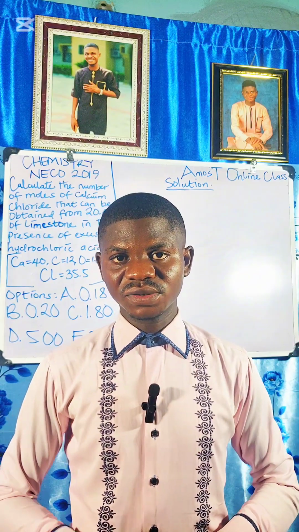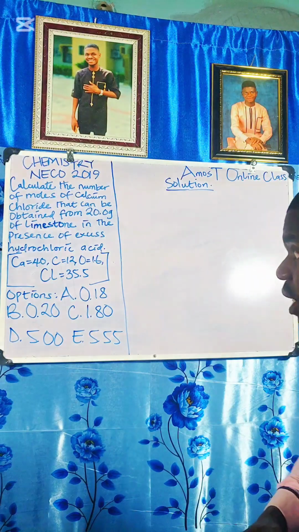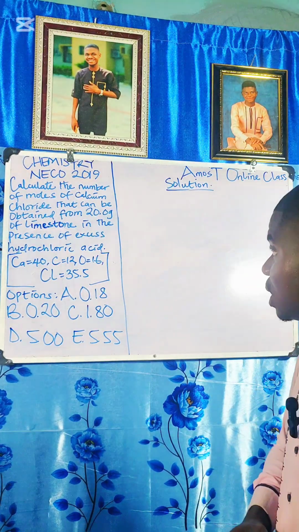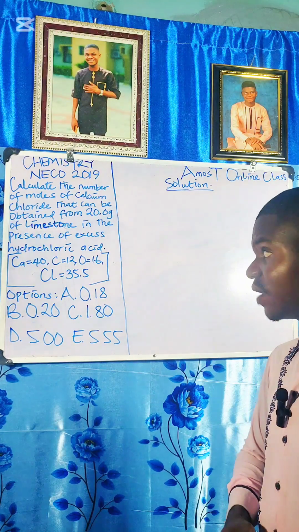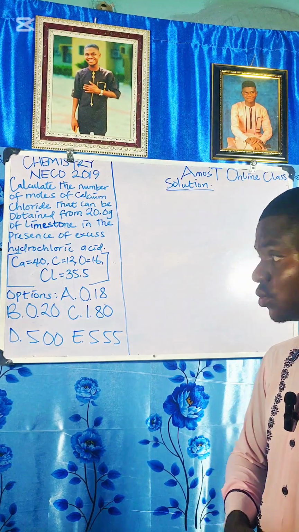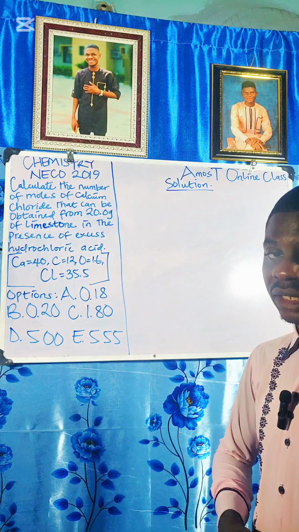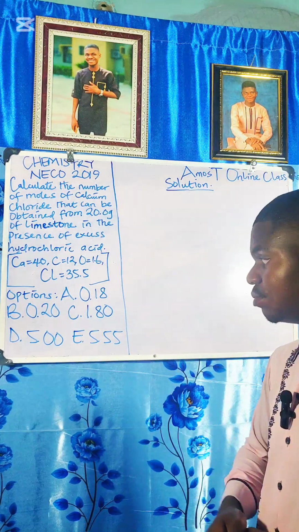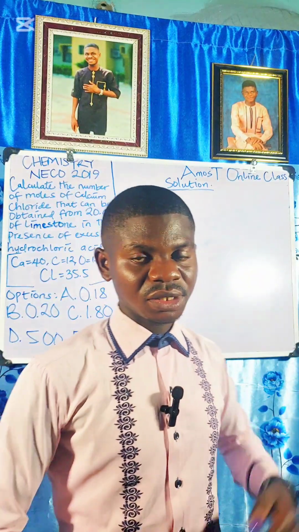Today we are solving a past question from NECO 2019. The question says: calculate the number of moles of calcium chloride that can be obtained from 20.0 gram of limestone in the presence of excess hydrochloric acid, taking calcium to be 40, carbon 12, oxygen 16, and of course chlorine 35.5. We have some possible options A, B, C, D, and of course E. So let's begin the solution right away.